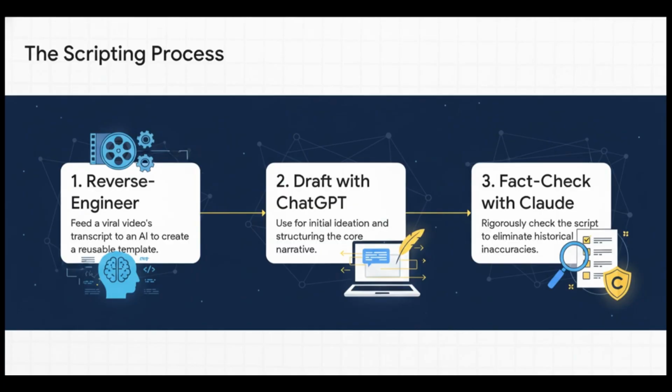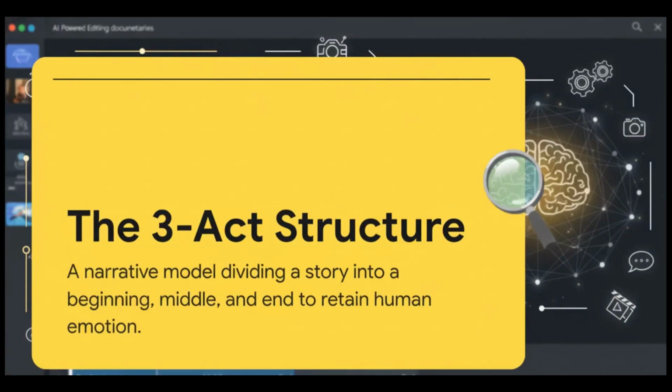No shortcuts here. And look, even though we're using all this fancy AI, we can't forget the basics of what makes a story work for us humans, right? Your script has to follow that classic 3-act structure. You need a beginning, a middle, and an end. That's how you build tension, create stakes, and really connect with your audience emotionally.